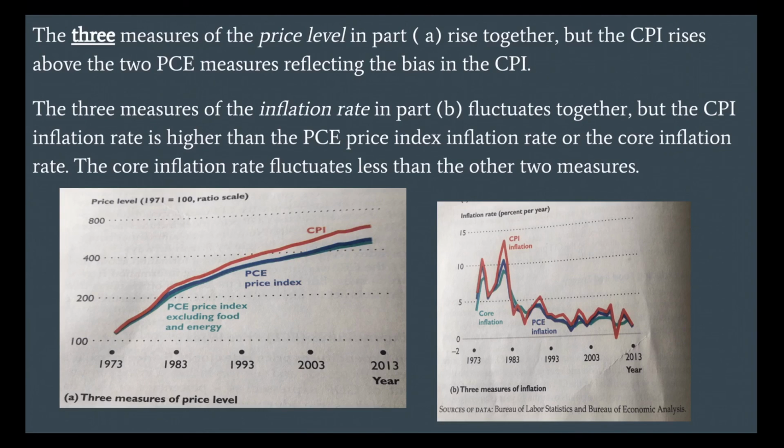The three measures of the price level in Part A rise together, but the CPI rises above the two PCE measures, reflecting the bias in the CPI. In the figure, the three measures of the inflation rate in Part B fluctuate together, but the CPI inflation rate is higher than the PCE price index inflation rate or the core inflation rate. The core inflation rate fluctuates less than the other two measures.